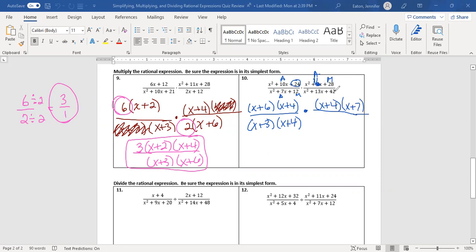And we're going to now do the bottom equation here. What multiplies to 42 and adds to 13, that's x plus 6 and x plus 7. So now we're just going to cross out what we have in common. We have an x plus 6 and an x plus 6. We have an x plus 4 and an x plus 4. And we have an x plus 7 and an x plus 7. That leaves us with an x plus 4 on top and an x plus 3 on bottom.